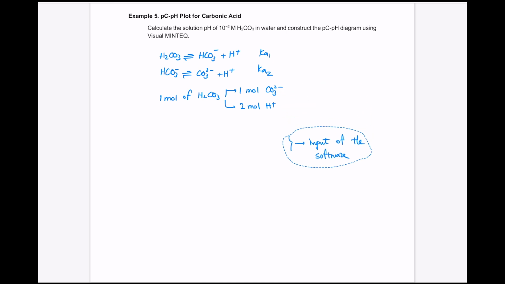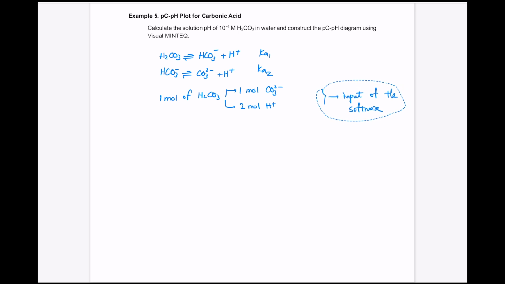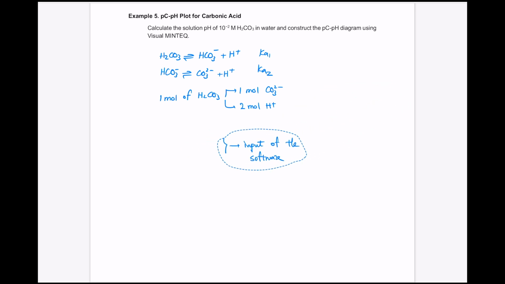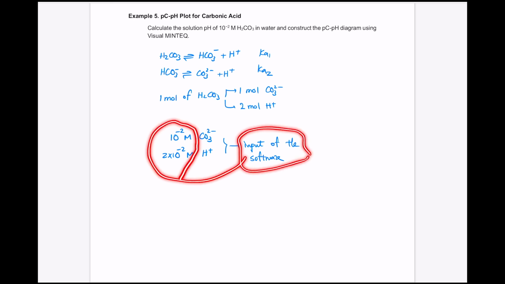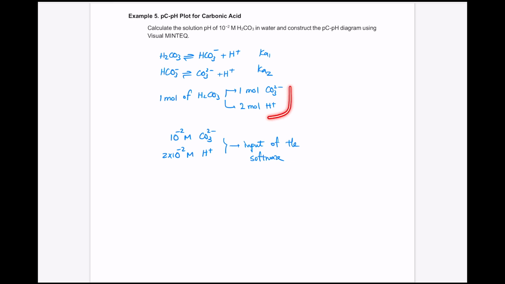Let's just put it this way: this ratio means that since we have 10 to the minus 2 molar of H2CO3, then we have 10 to the minus 2 molar total CO3 2 minus that we add into the system, and 2 times 10 to the minus 2 molar H plus that we are adding to the system, and we want to calculate the final pH and all the speciation. So this would be the input of the software based on the molar ratio that we have for this particular molecule.